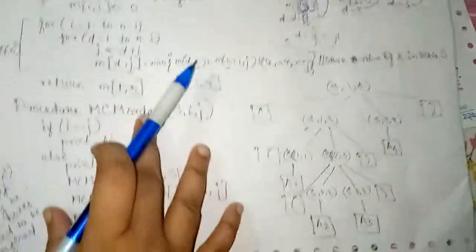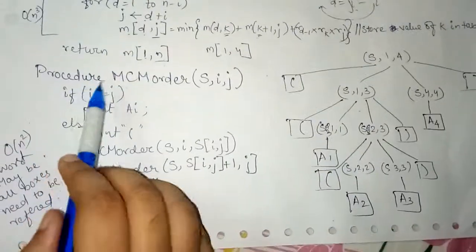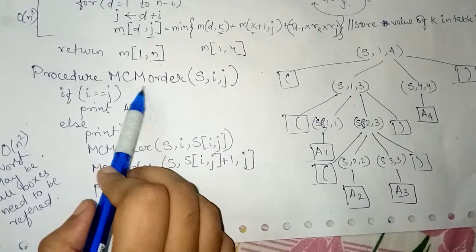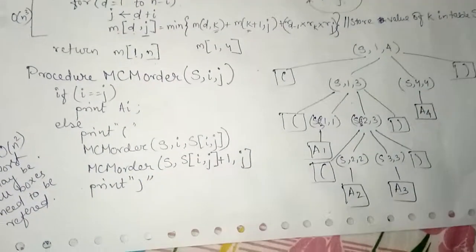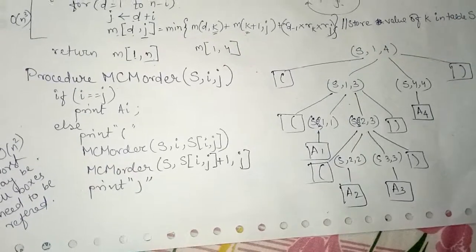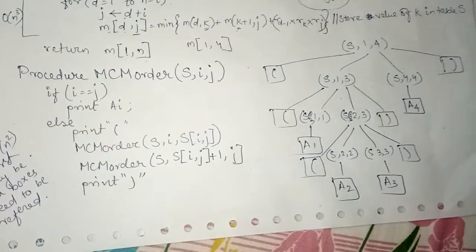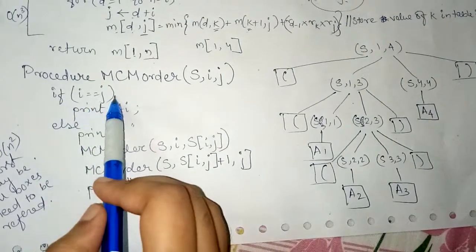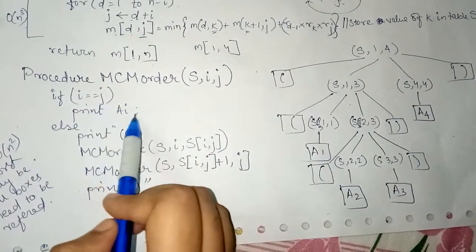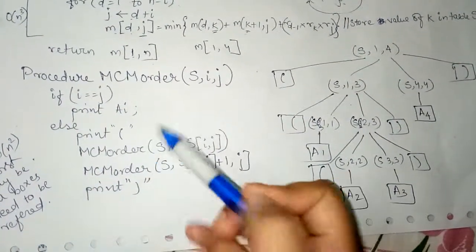Then we have the procedure MCM order, that is, in which parenthesis order we will get the minimum number of scalar multiplications. If i equals j, if one element is there, then ai, else a recursive function is called, which is using the table S.